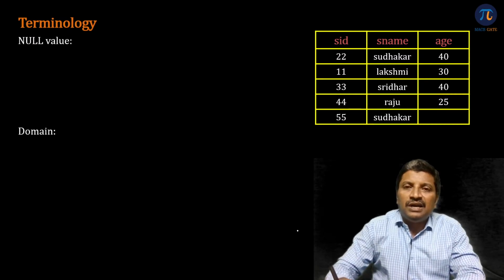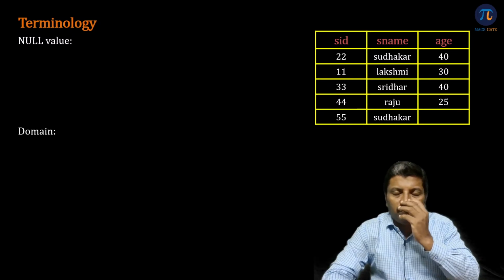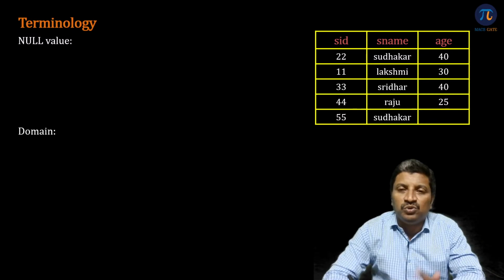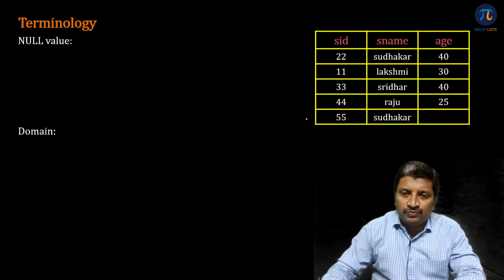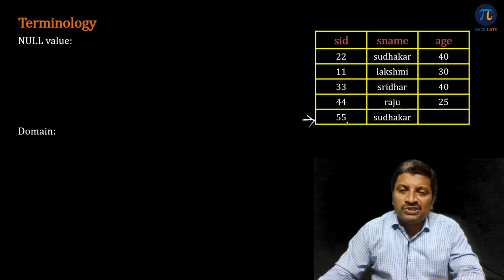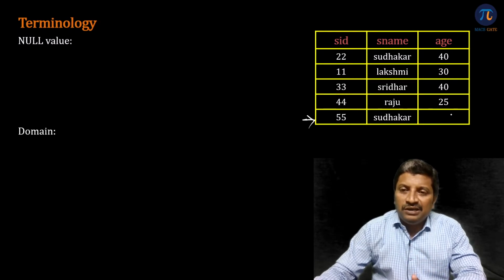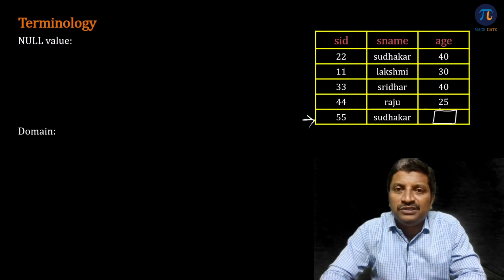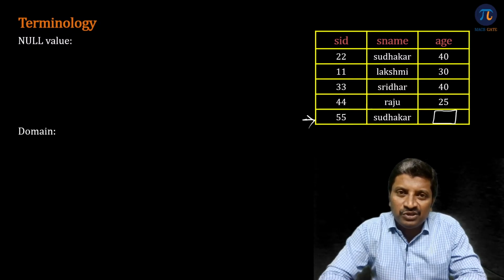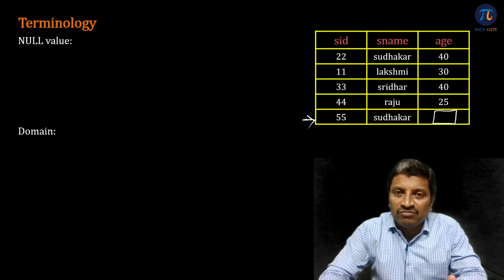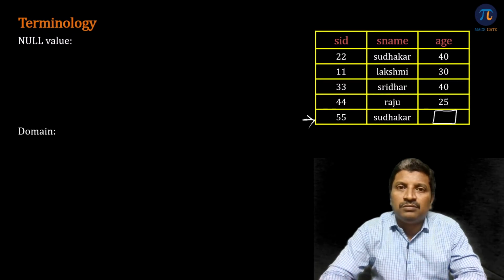The next one is null value and domain. What is null value and in which situation do we want to use it? Suppose a student entered only 2 details of himself. Suppose the roll number or ID is 55 and the name is Sudhakar, and he did not enter his age. Whenever the student does not enter his age, what should we do? Either we need to call back the student and ask his age. Till then, what should I fill in that particular entry?